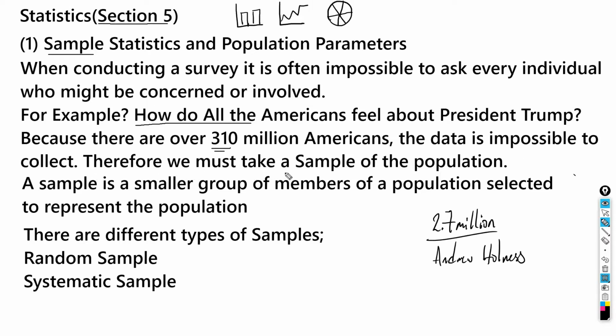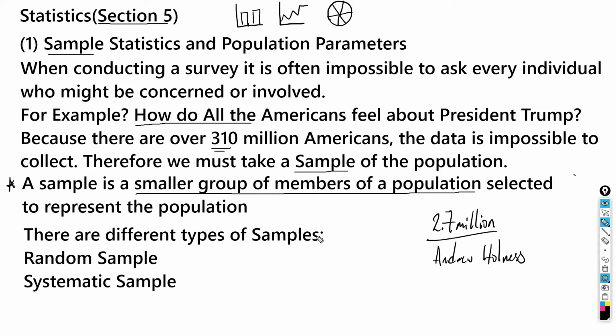Therefore, we must take a sample of the population. Right here we're going to define what a sample is. A sample is a smaller group of members of a population selected to represent the population. So this is a very good definition. It's a smaller group of members of a population selected to represent the population. So that's what a sample is.